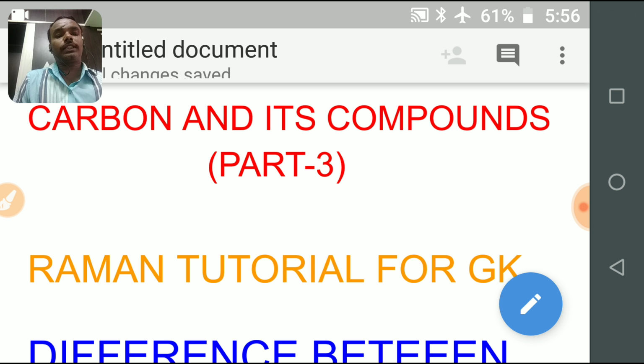Dear friend, as you know, ethanol has the molecular formula CH3CH2OH, and ethanoic acid has the molecular formula CH3COOH. Now let us discuss the difference between ethanol and ethanoic acid. In the difference there are two parts, physical properties and chemical properties. That means based on physical properties how to differentiate between ethanol and ethanoic acid, and based on chemical properties how to differentiate between them. Now let us discuss ethanol and ethanoic acid in detail.